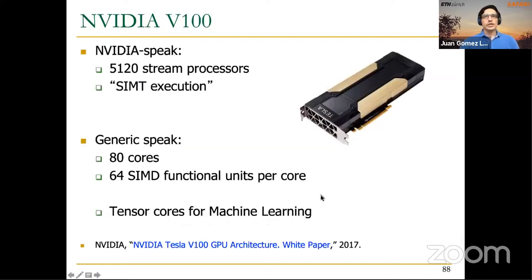This is another example. This one is from 2017. It's like, let's say, the previous penultimate generation. It's a Volta V100. It has 5,120 of these stream processors. In generic speak, this is 80 cores, 80 GPU cores, and 64 units inside each core. We have it here because one interesting thing of this GPU is that it includes a new type of cores that are called the tensor cores and are specialized for machine learning. We are going to briefly talk about them.